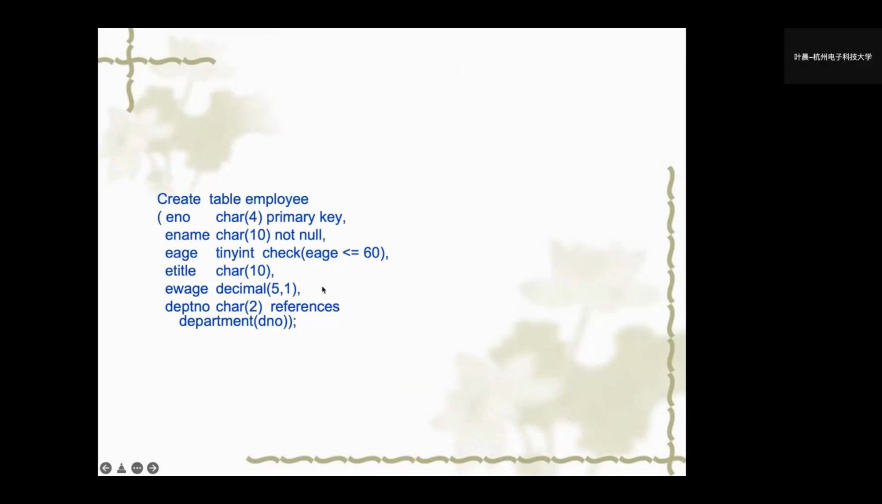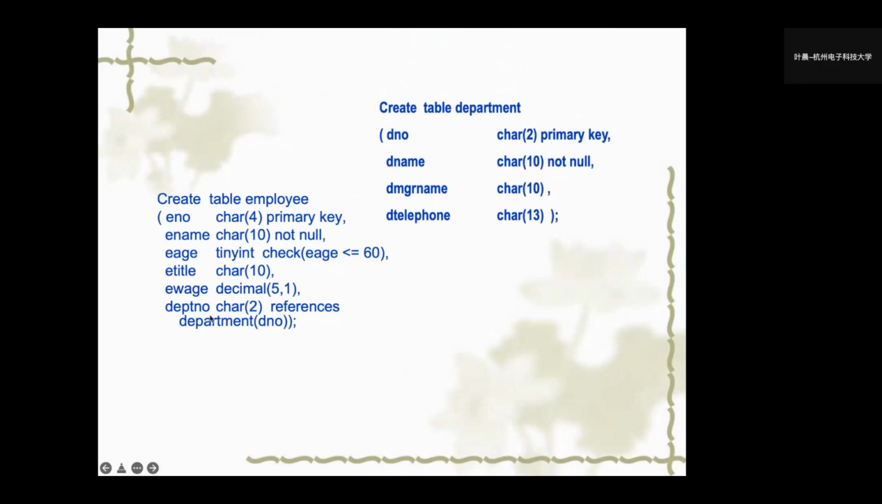And here, let's see another example. Here, we can see that I wrote a department number, DEMPNO, and it references the department table and the DNO attribute.